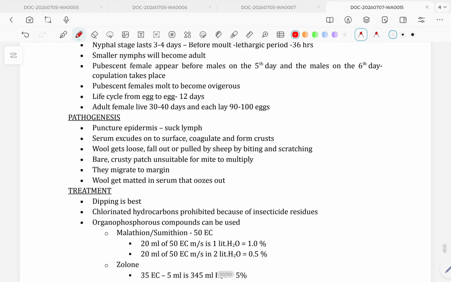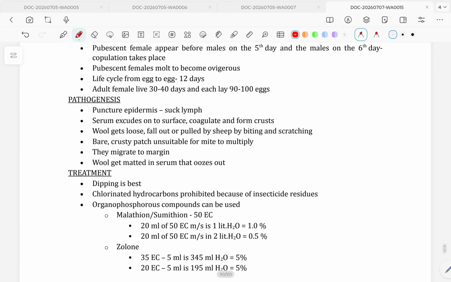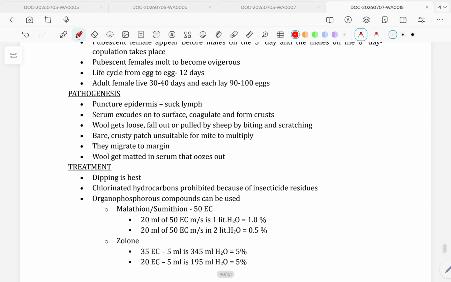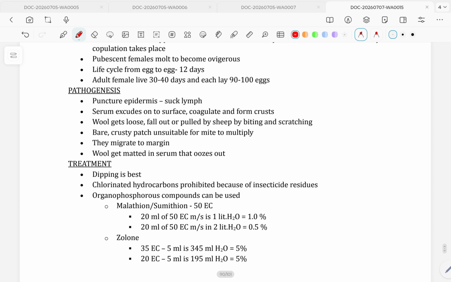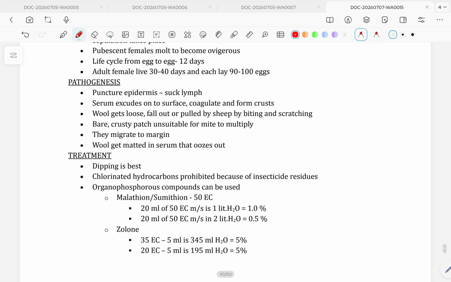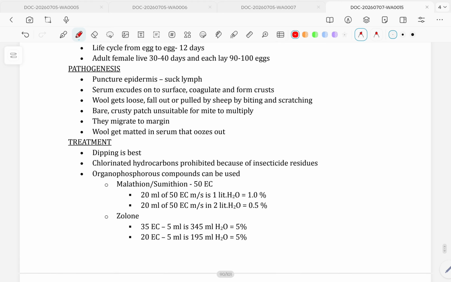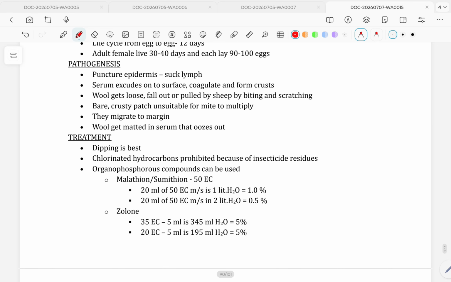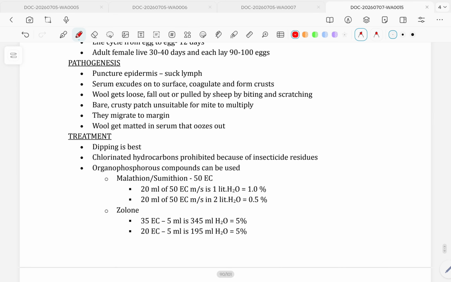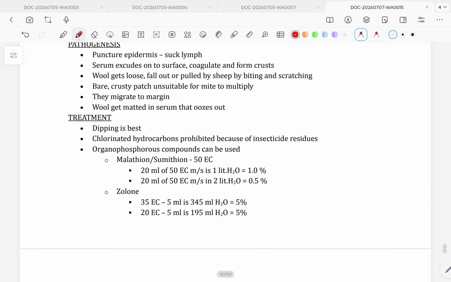Pathogenesis: punctured epidermis, suckling, serum exudes onto surface, coagulates and forms crust. Wool gets lost, falls out or is pulled by sheep by biting and scratching. The bare crusty patch is unsuitable for mites to multiply. They migrate to the margin. Wool gets matted in serum that oozes out.